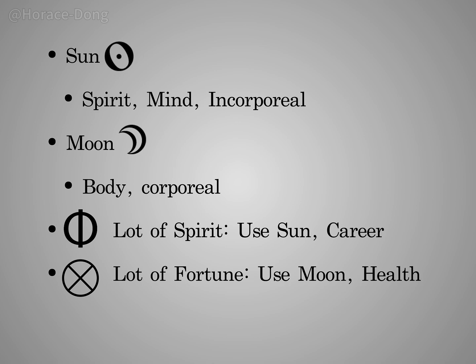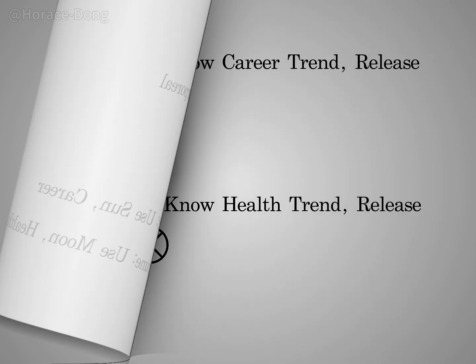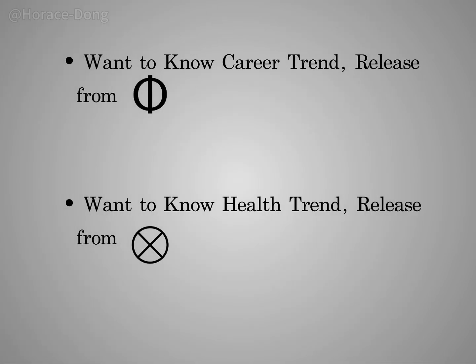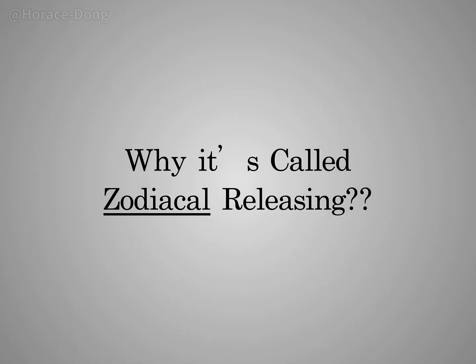The rationale is that the lot of spirit, which uses the Sun as primary factor, symbolizes your spirit, that in human affairs can correspond to your career and your ambition, and the same rationale applies for the lot of fortune. Which means if you want to know about someone's career trend, you start from the lot of spirit, or in our way, release from the lot of spirit. Besides, if you want to know about the health trend of somebody, you release from the lot of fortune. And the second question, why is it zodiacal?